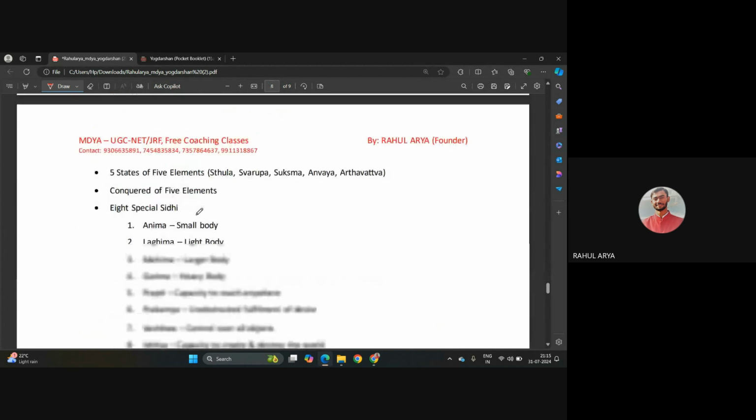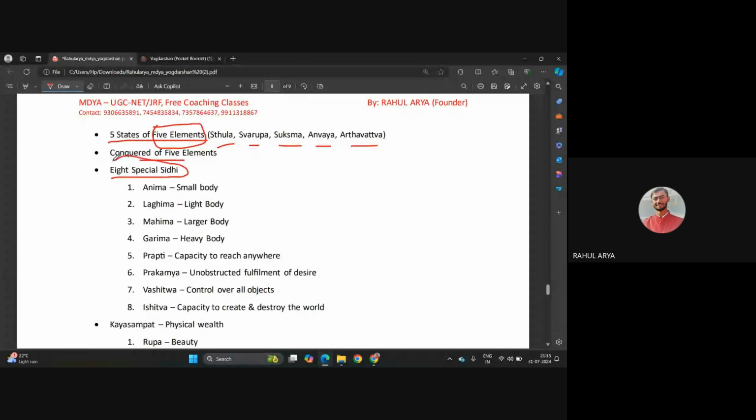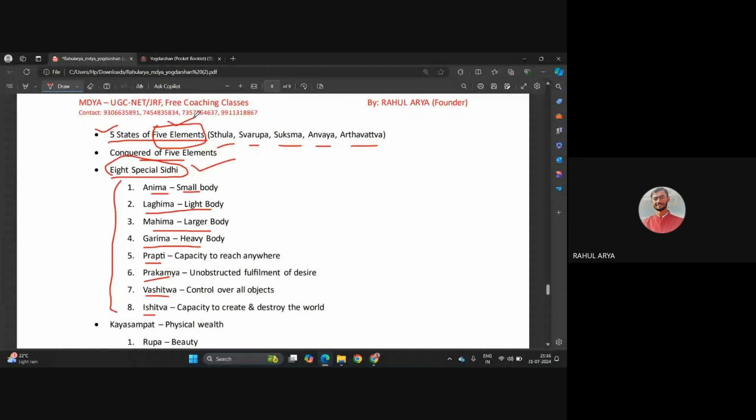Universal state of mind, that knowledge the yogi also gets. And bhuta siddhi, perfectness on the five elements: Sthula, Swarupa, Sukshma, Anvaya, Arthavattva. These are the five states of the bhutas. Okay. And then special siddhis, after getting perfectness in these five elements, these special 8 siddhis the yogi gets: Anima, small body; Laghima, light body; Mahima, larger body; Garima, heavy body; Prapti, Prakamya, Vashitva, Ishitva. These are the total 8 special siddhis which the yogi attains after getting perfectness in the 5 elements.